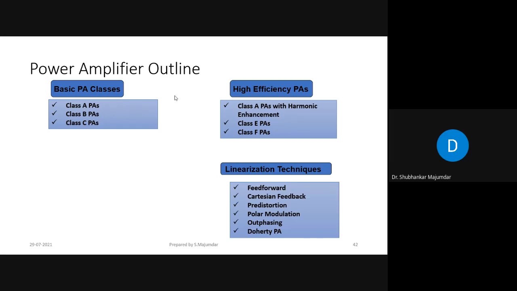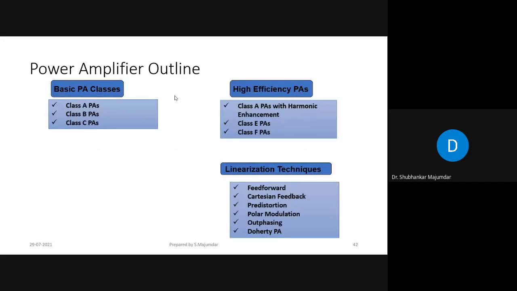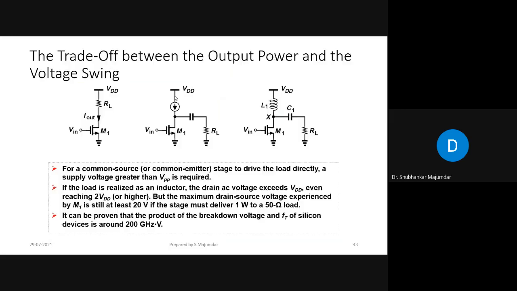So now we come to the power amplifier outline. Here, the continuous power amplifiers like class A, class B, class C power amplifiers, and the switched mode power amplifiers, which are much more utilized in the base station, like class E, class F, class J amplifiers. The linearization techniques which are utilized are feed forward, Cartesian feedback, pre-distortion, polar modulation, outphasing, and the Doherty power amplifier.